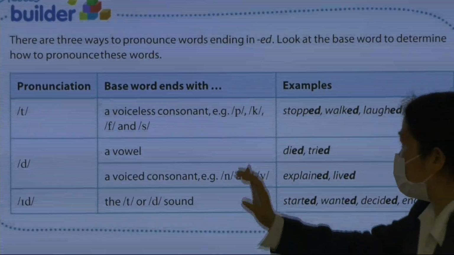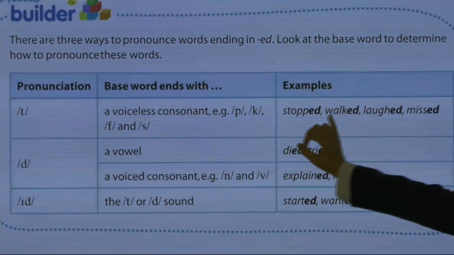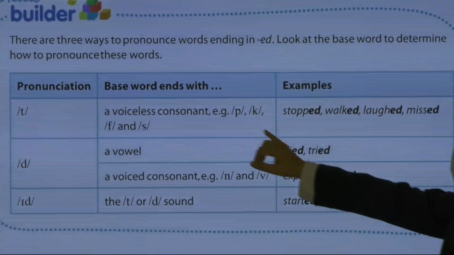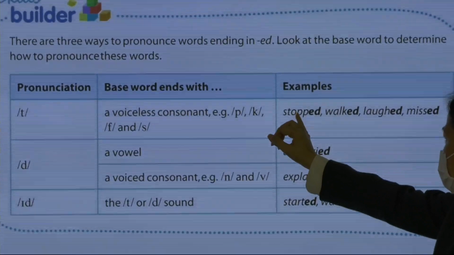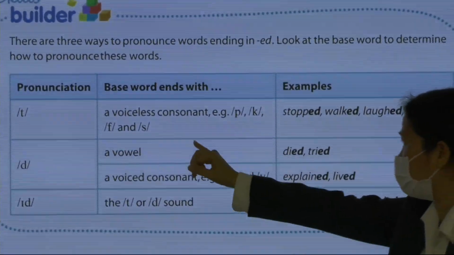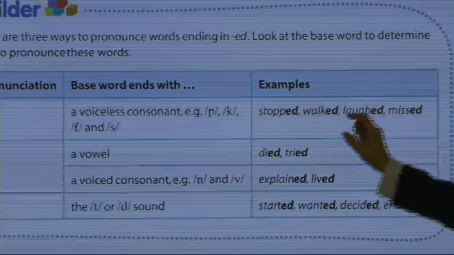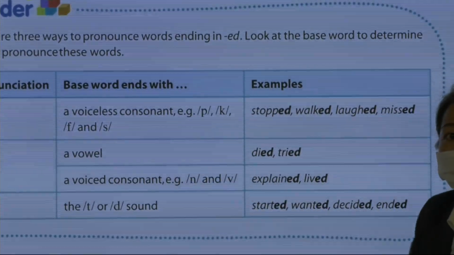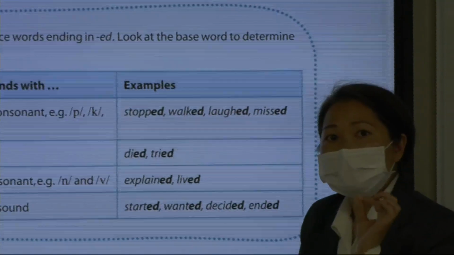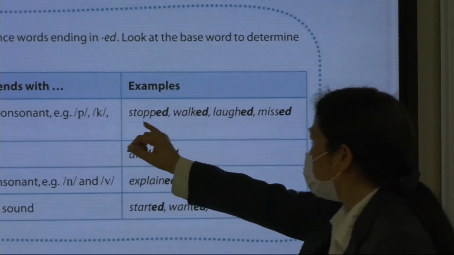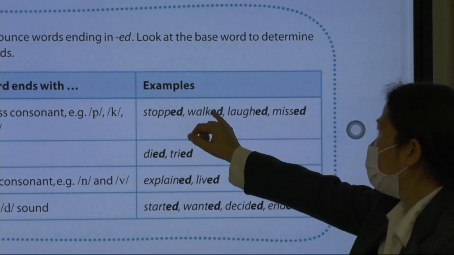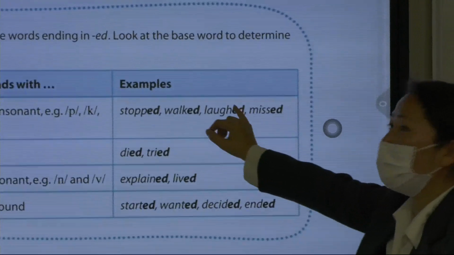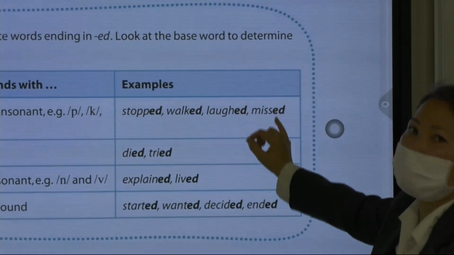But if the last letter of the word is P, K, F, or X, then we pronounce the -ed with a /t/ sound. So this one: stopped, walked, laughed, missed.